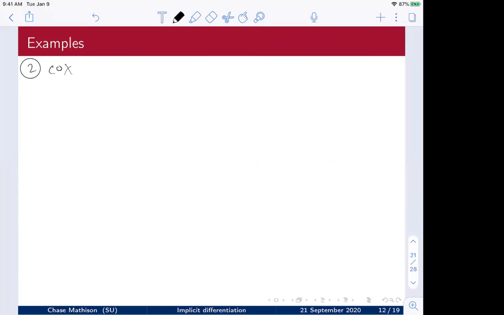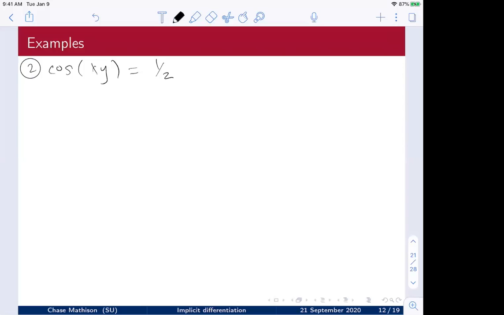Cosine of xy is equal to 1/2. All right, and I'm trying to find dy/dx here. So again, this is implicit differentiation. So the very first step every time is what? Take the derivative of both sides.